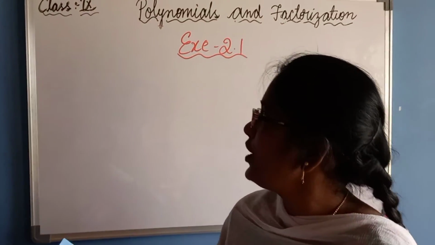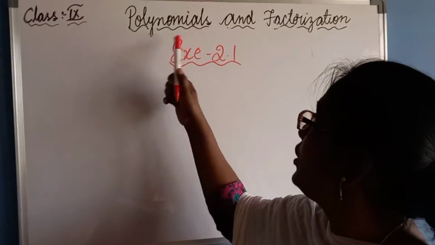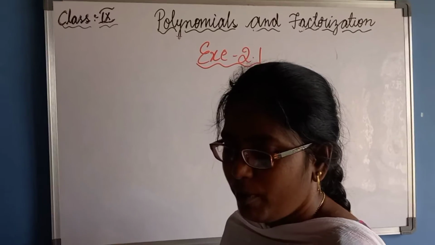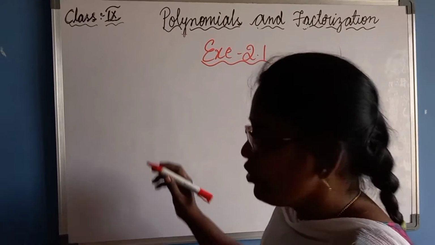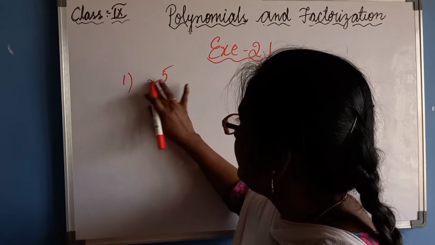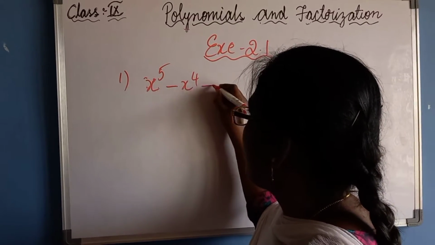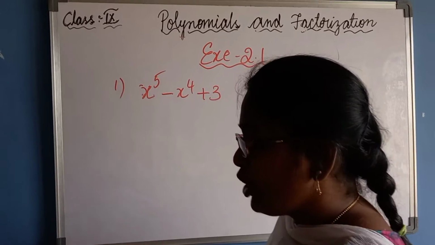In this video, we are going to discuss grade 9 exercise 2.1 of the polynomials and factorization topic. Exercise 2.1, the first problem: find the degree of each of the polynomials given below. The first one is x to the power of 5 minus x to the power of 4 plus 3.